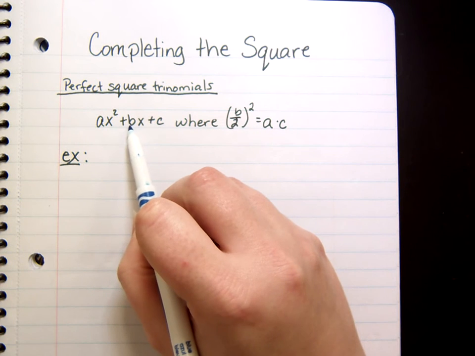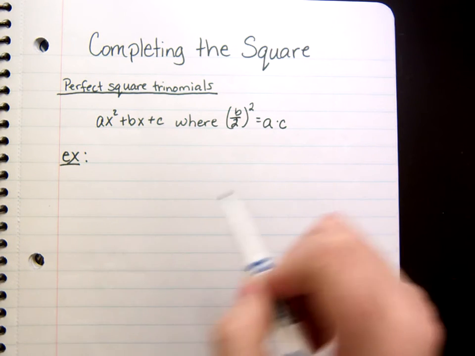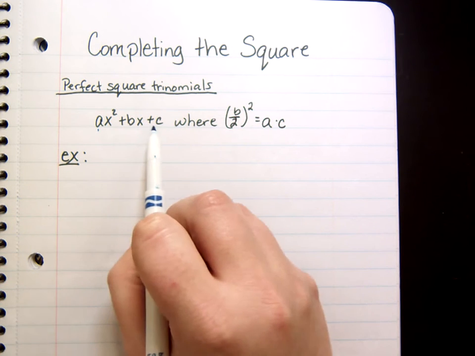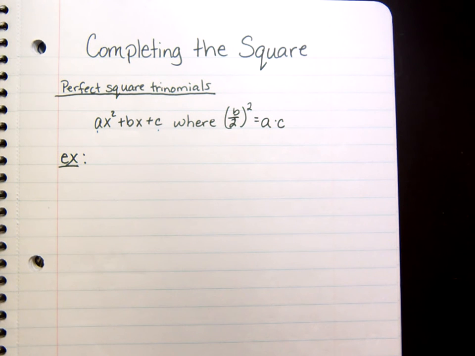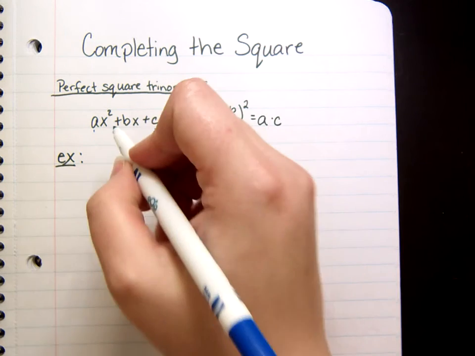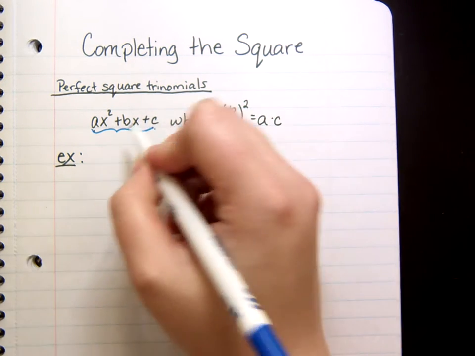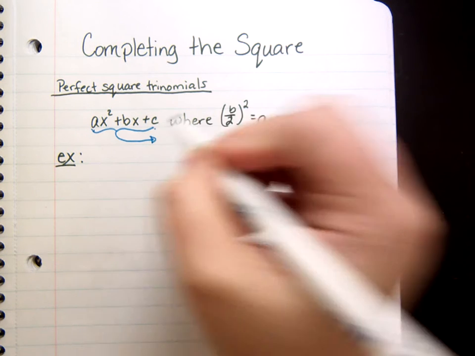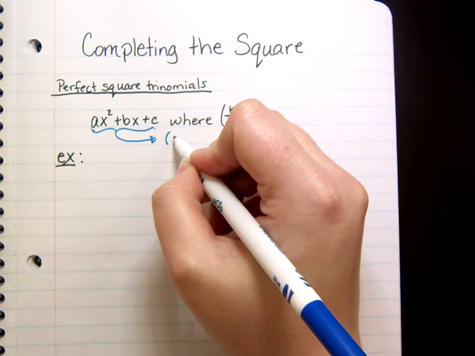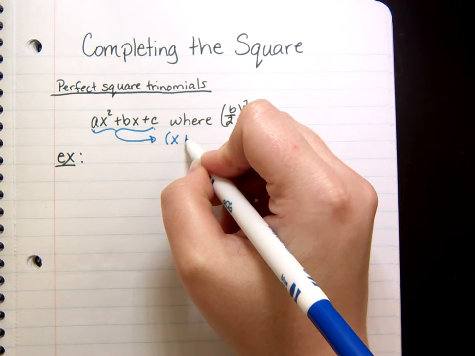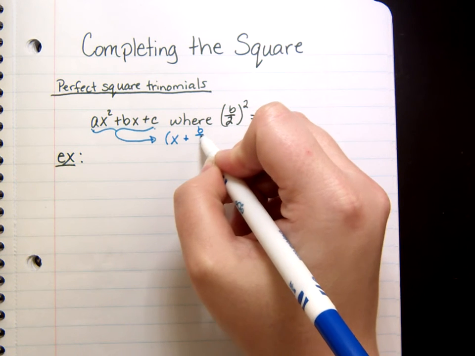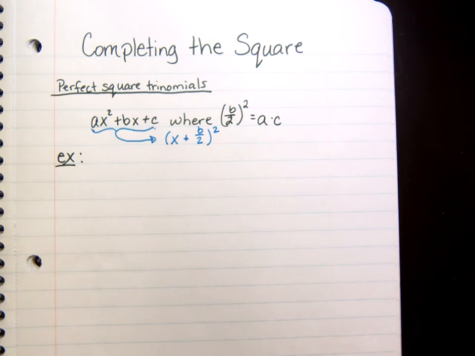you take your b value and divide it in half and then square it, it'd be equal to what you get when you multiply your a and c terms. And it's useful because you can actually take this and write a perfect square trinomial as x plus the b over 2 term squared. So let me show you some examples.